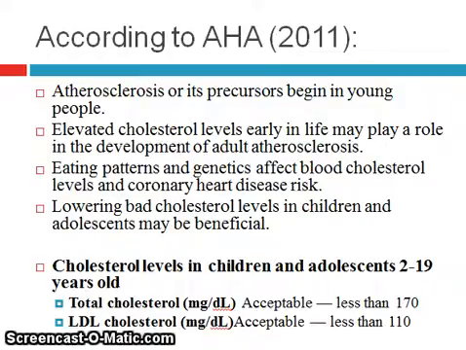If we can help by changing eating habits and lifestyle whenever children are younger, then they should carry over into their heart health later. So they're actually checking cholesterol levels in children. And for children who are 2 to 19 years old, their total cholesterol should be less than 170, and their bad or LDL cholesterol should be less than 110.